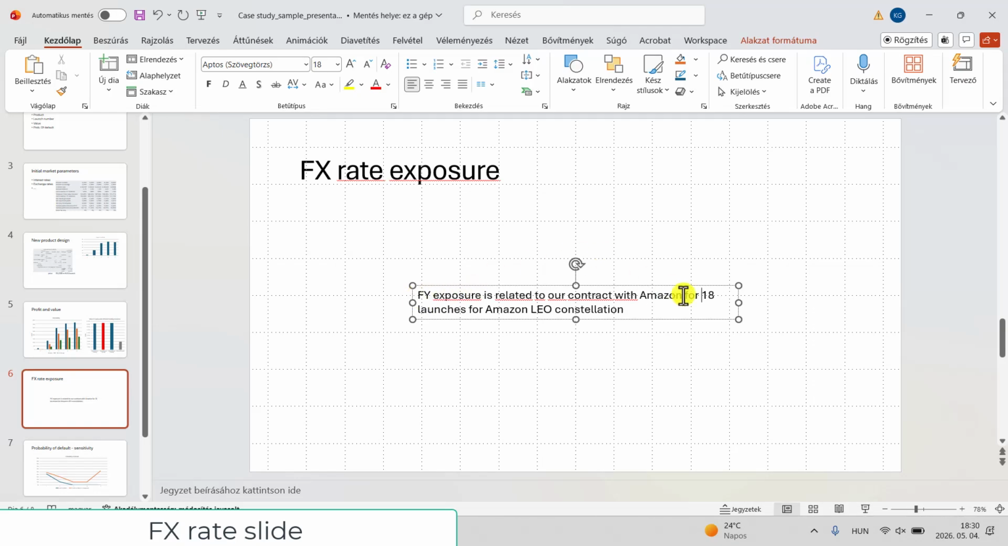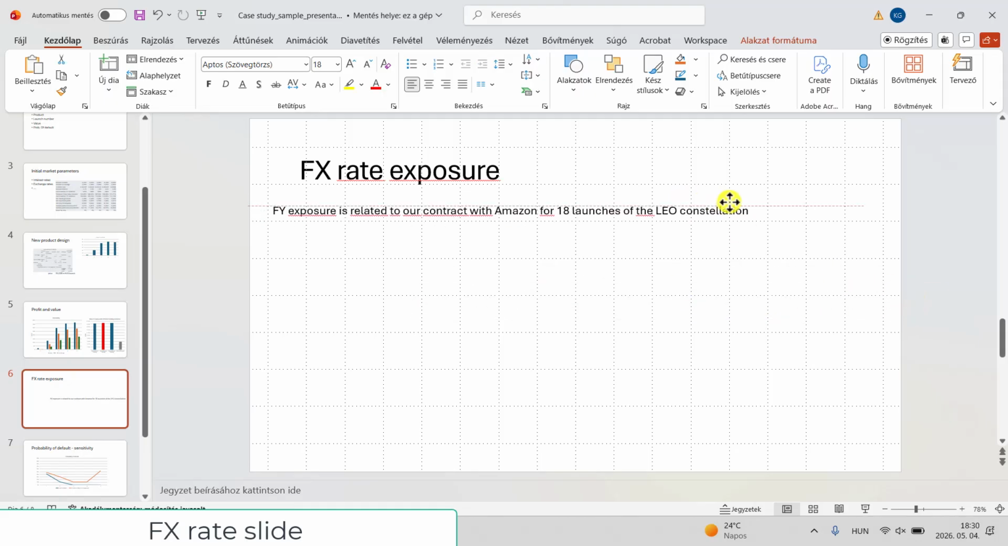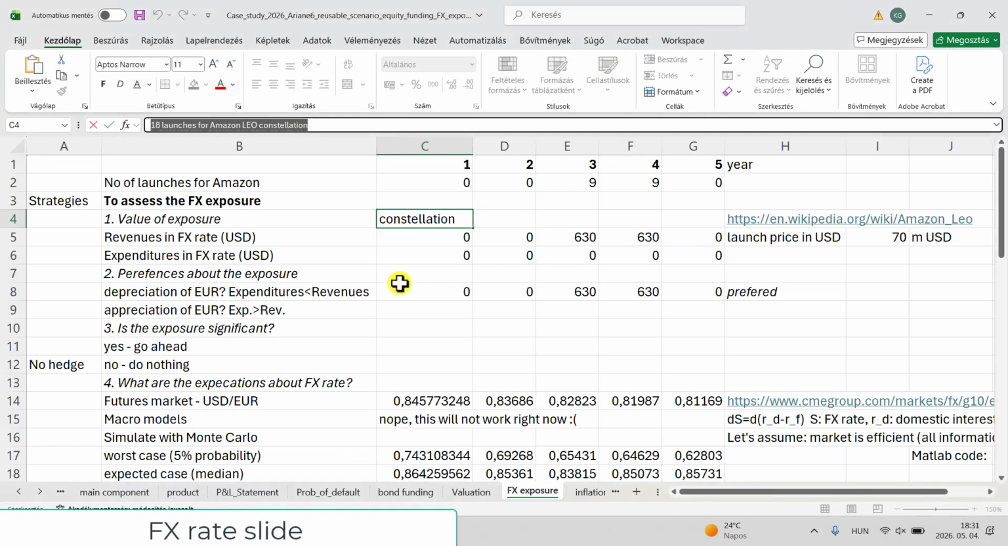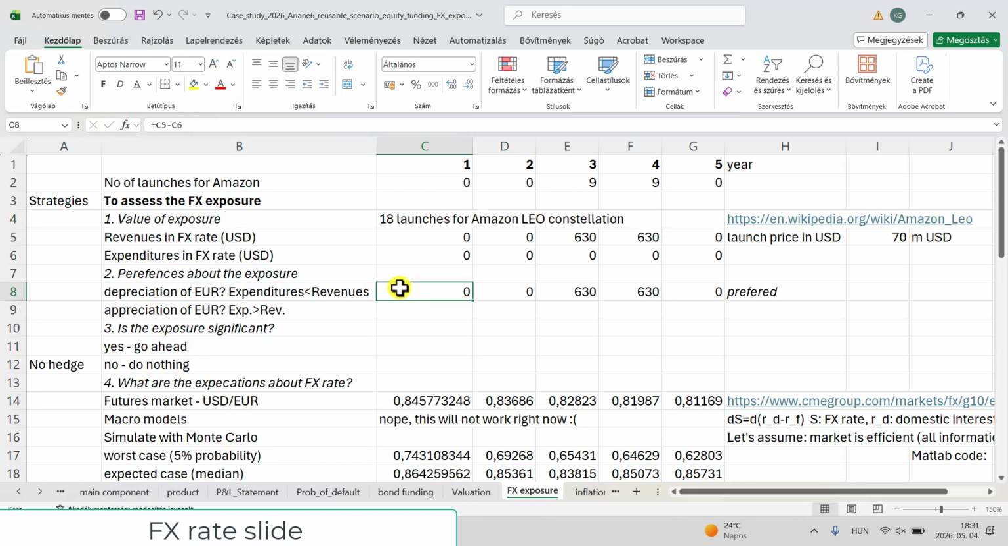for 18 launches of the Leo constellation. It's really funny because during last week they had, for example, another launch for Amazon, so this business is already happening. Just okay, in the case of the case study, FX is we can delay things already. So now Amazon has already 300 satellites on orbit, and they need 3,000 to make things operational. So still there is some time.